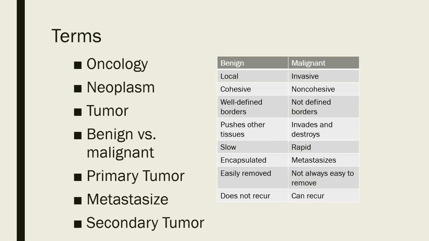So, cancer or oncology, which is the study of cancer, has its own unique set of terminology. I want to make sure you look at table 21-1 that compares features of the normal cell, the benign tumor, and the cancer or malignant cell. And that's on page 374. So let's start off with some basic terminology.